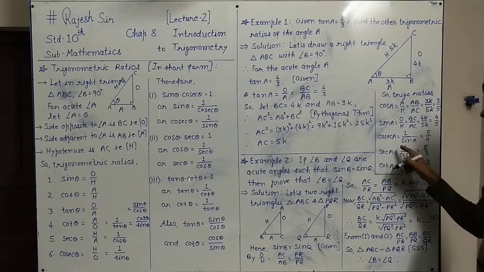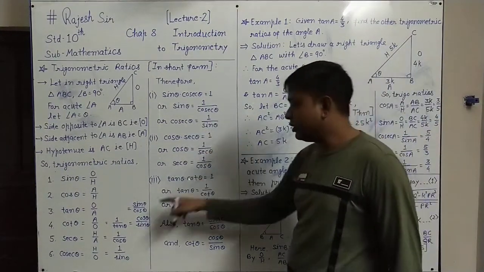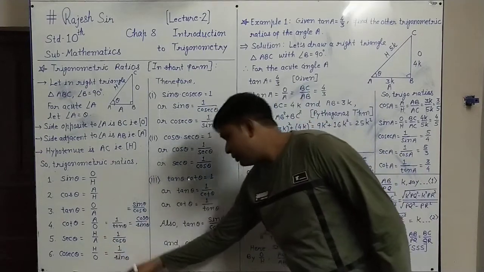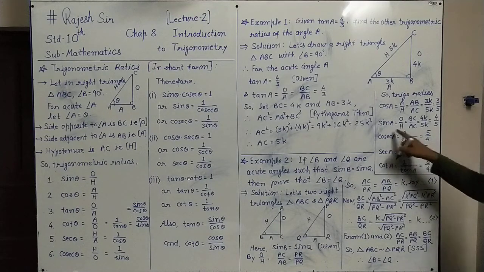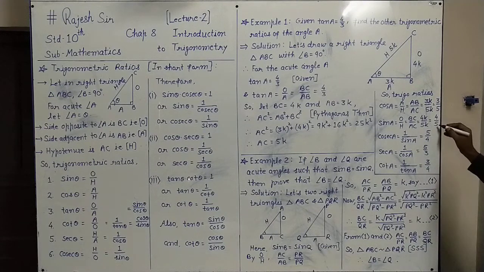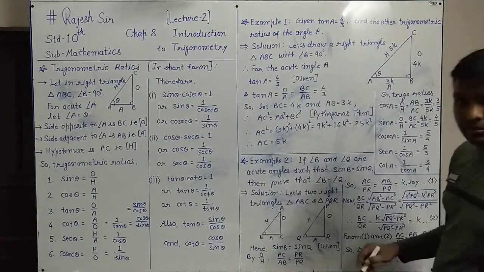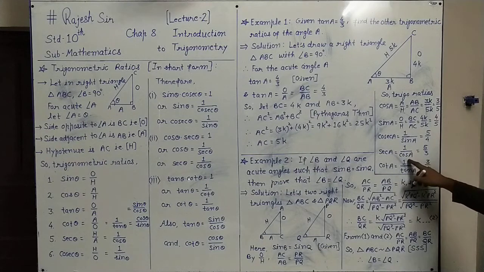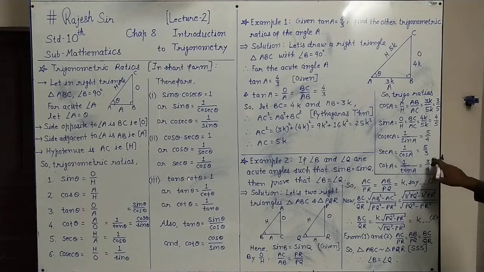Similarly, cosec A is, as we have seen, 1 upon sin A, or cosec theta equals 1 upon sin theta. So cosec A equals 1 upon sin A. If sin A is 4 upon 5, 1 upon sin A will be the inverse of this. 4 upon 5 inverse is 5 upon 4. Similarly, sec A is 1 upon cos A. Sec A equals 1 upon cos A, and cos A we have found here is 3 upon 5. So 1 upon cos A, the inverse of 3 upon 5, is 5 upon 3.